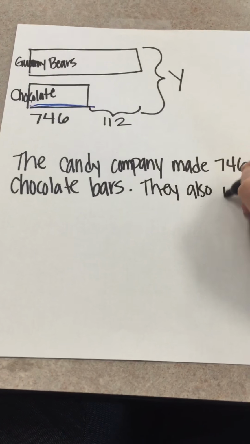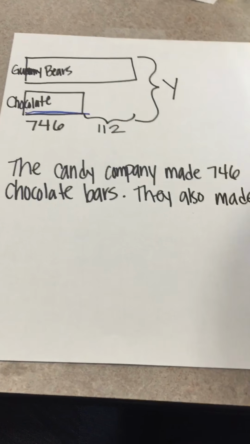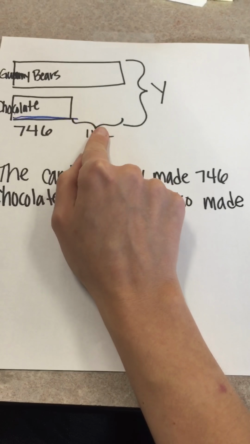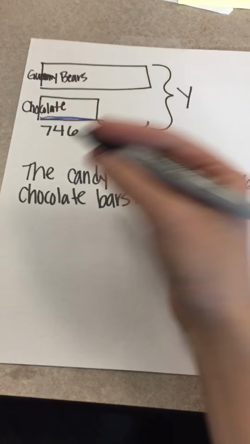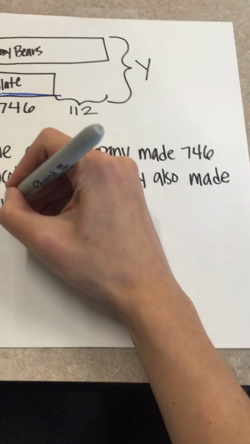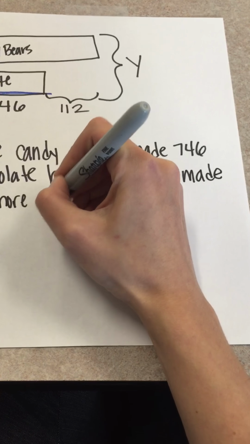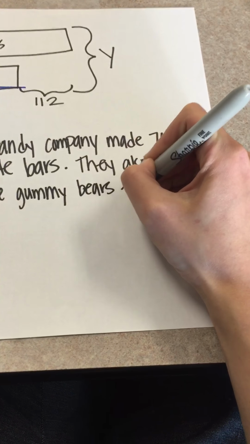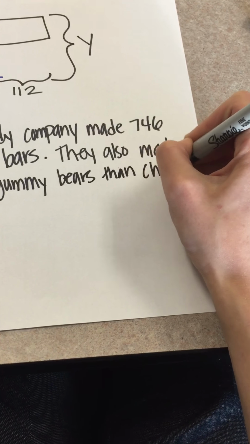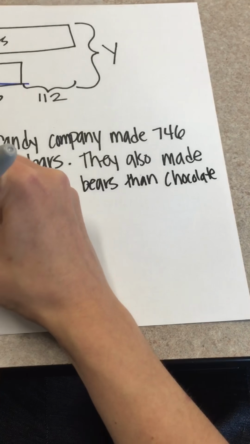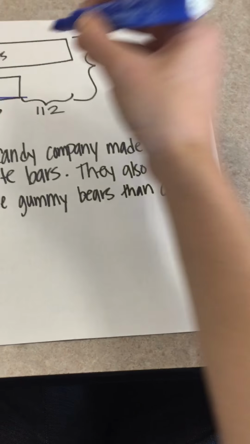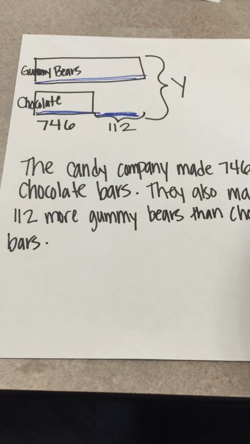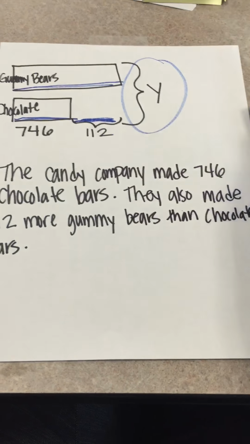They also made, okay, now I'm thinking about my gummy bears. How does my gummy bears relate to my chocolate? Oh, it's 112 more than my chocolate. They also made 112 more gummy bears than chocolate bars. That's this part of my problem and this part of my problem. I still need to write a question for this part of my problem.